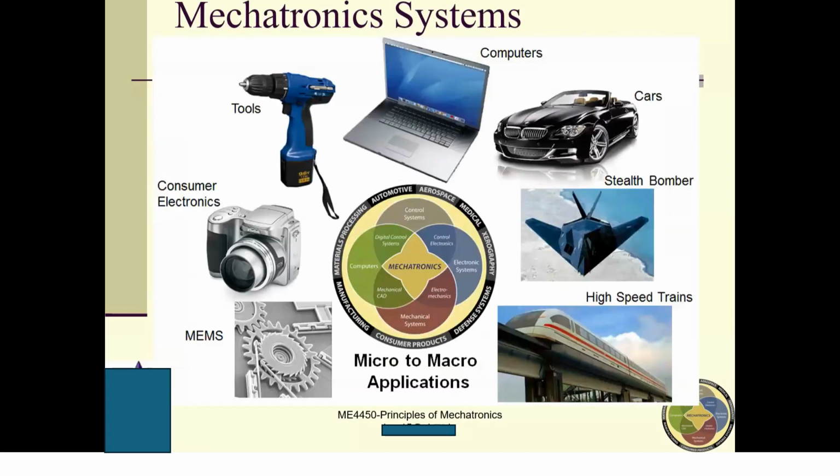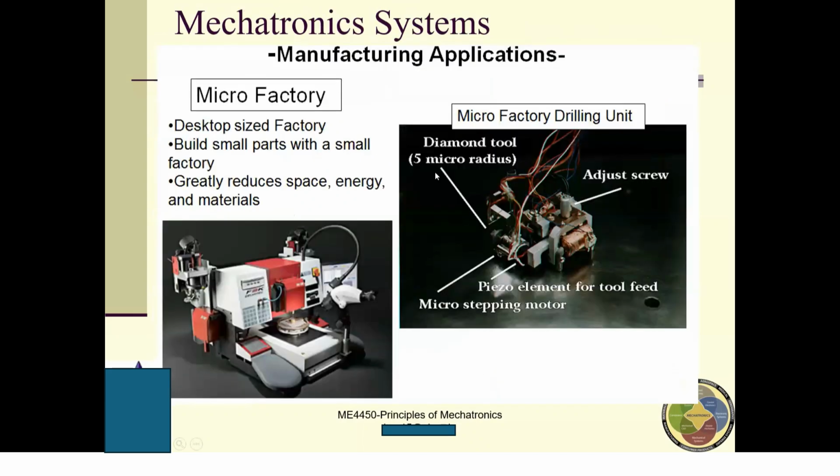And here are mechatronic systems. We are very familiar with these tools. In our house, we have this one. We use computers every day, cars, and transformers. This one is a very advanced high-speed train, and this is consumer electronics. These are the applications. This is a manufacturing application, because I'm a manufacturing guy.